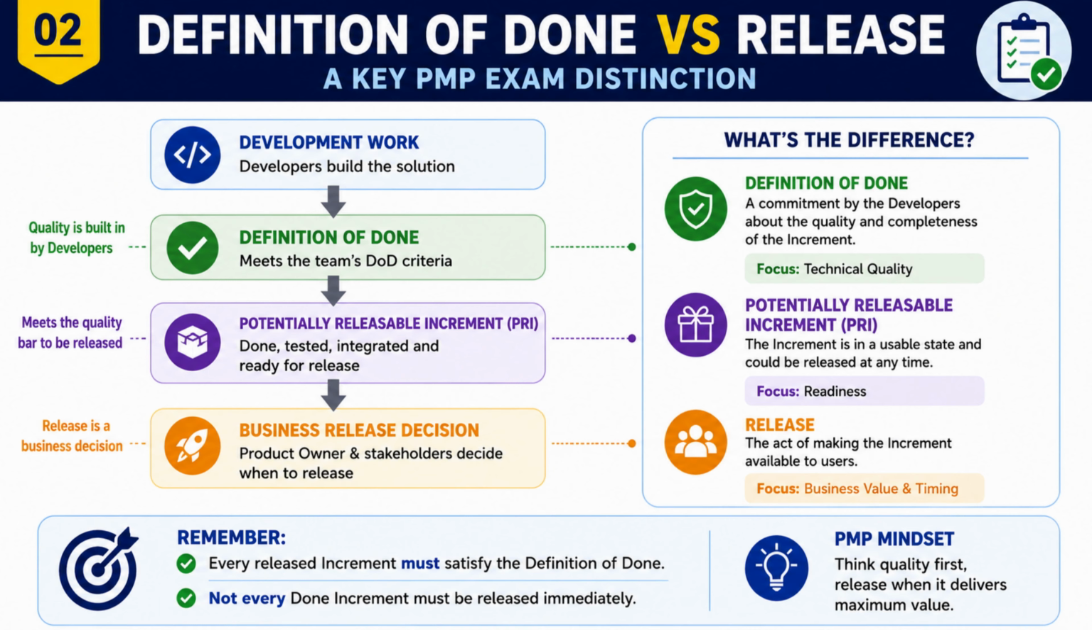Every released increment must satisfy the definition of done. But not every done increment must be released immediately. Whenever you're unsure, separate technical quality from business timing. The definition of done answers the question, is the increment complete and usable? The release decision answers a different question, is this the right time to deliver maximum value? That's the PMI mindset. Quality comes first, value determines release.